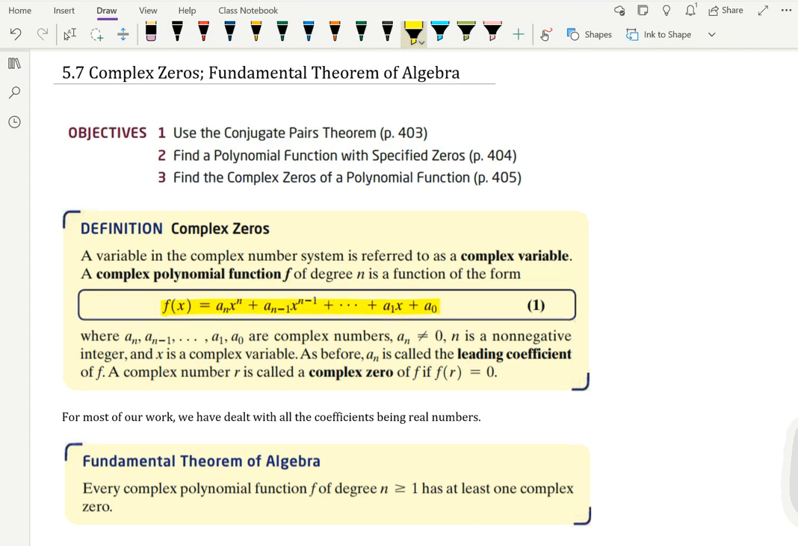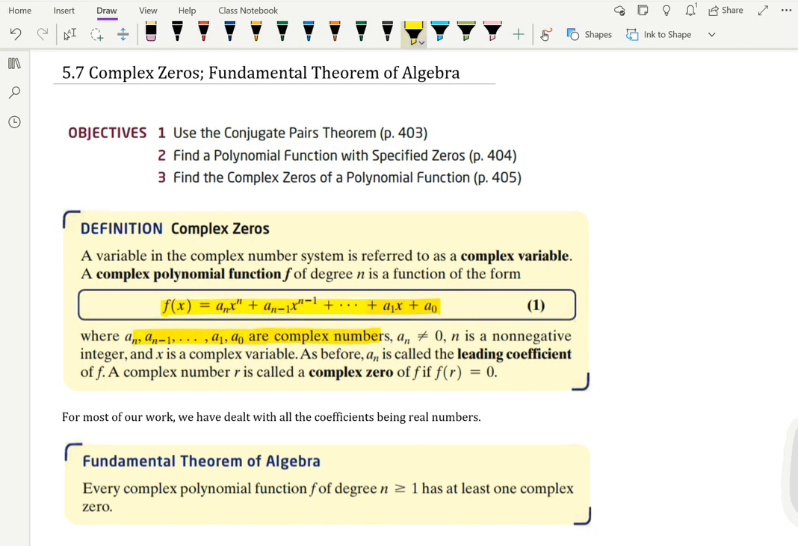We've seen this equation when we were working with polynomial functions that had real zeros. And that's actually identical to the polynomial function with real zeros. So what changes? What changes is that our coefficients, a sub n, a sub n minus 1, all the way down to a sub 0, are now complex numbers.